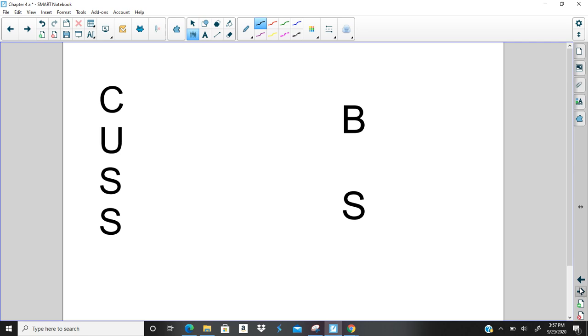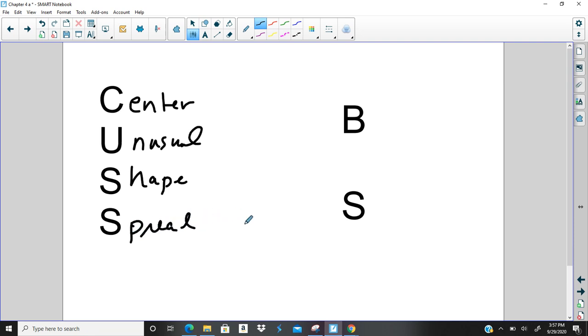Okay, so we have center. The way I want you to remember it is center, unusual, shape, and spread, or CUSS. And we say no BS, or with BS, be specific. CUSS and BS. Be specific meaning in context. If it says to compare, you want to use comparative words, greater than, less than, as well as the number you're giving.